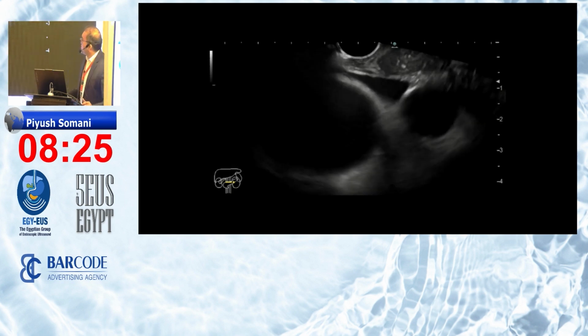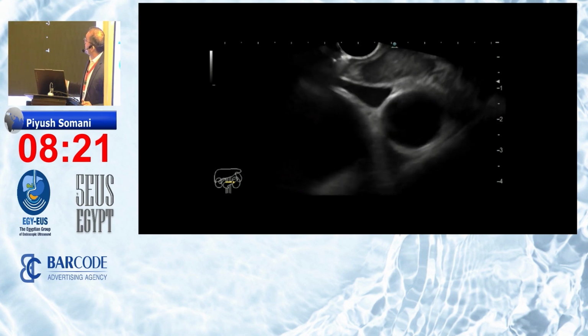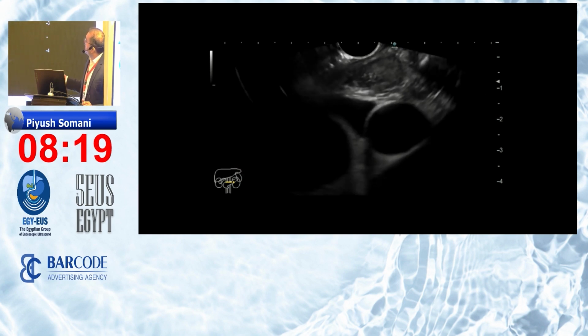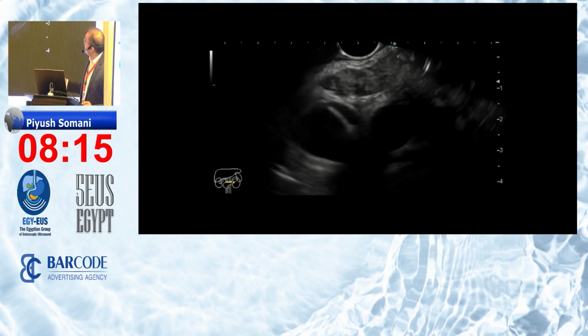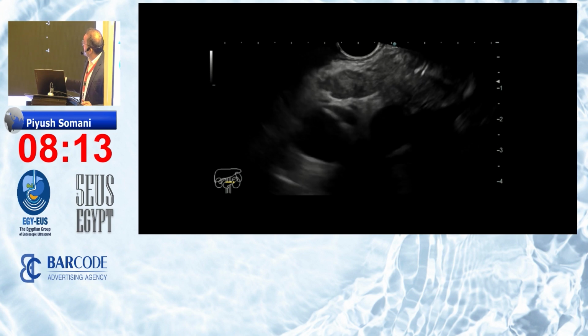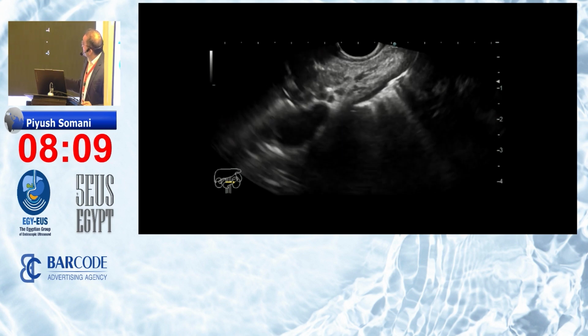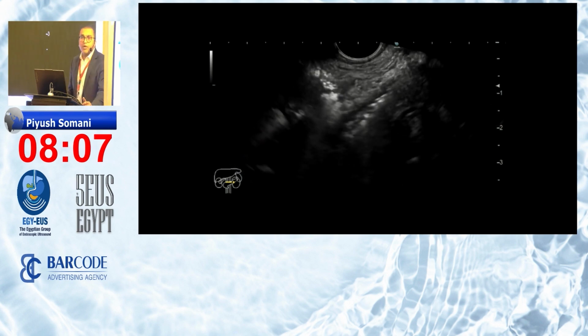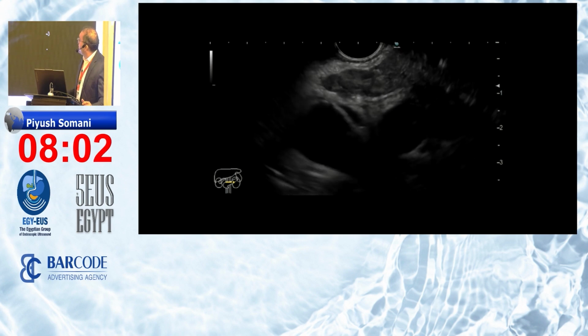So this is the EUS video of the same patient. As you can see, this is the left atrium, this is the right pulmonary artery, this is the subcarinal space. This is probably a lymph node, but if you see, this lymph node is in continuation with the mass here, and this hyperechoic line is the right bronchus, and this mass is encasing the right bronchus. Classically, we can see here the mass and extension to the lymph node.